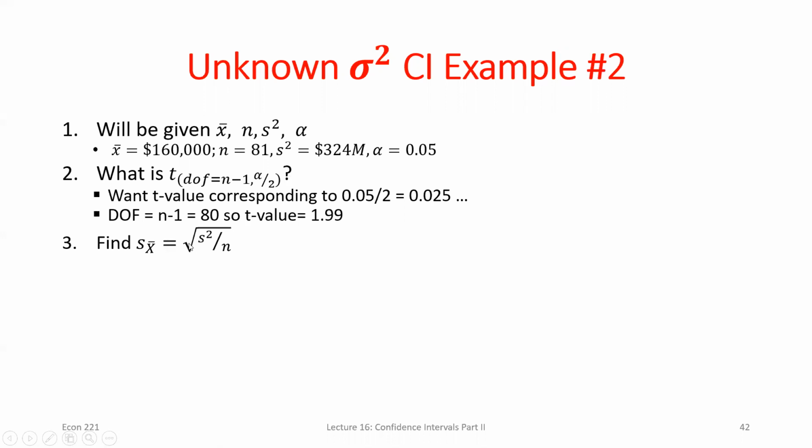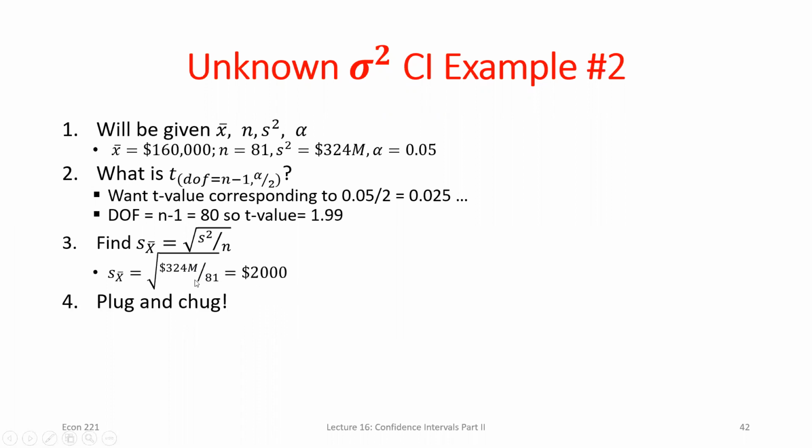From here, let's do the intermediate calculation. Let's calculate the standard deviation of my sample means. So I plug in my sample variance and my sample size, and I get that the standard deviation is about 2,000. So 324 million might seem kind of large, but we're dealing with salaries here. And if you take the square root, after we divide by sample size, we get about 2,000.